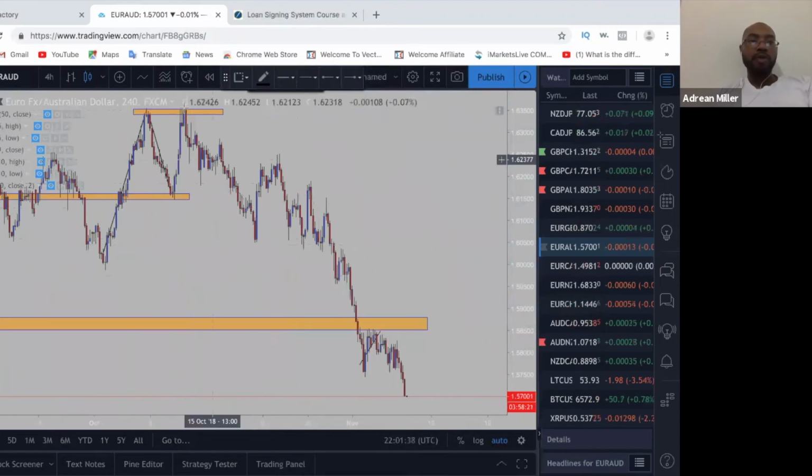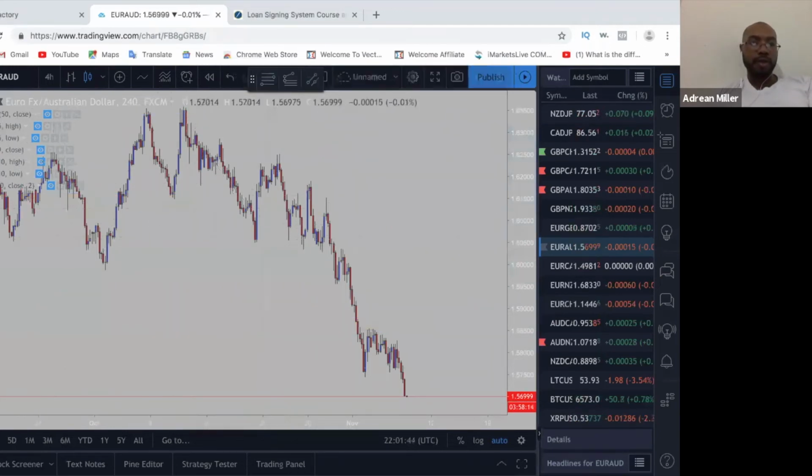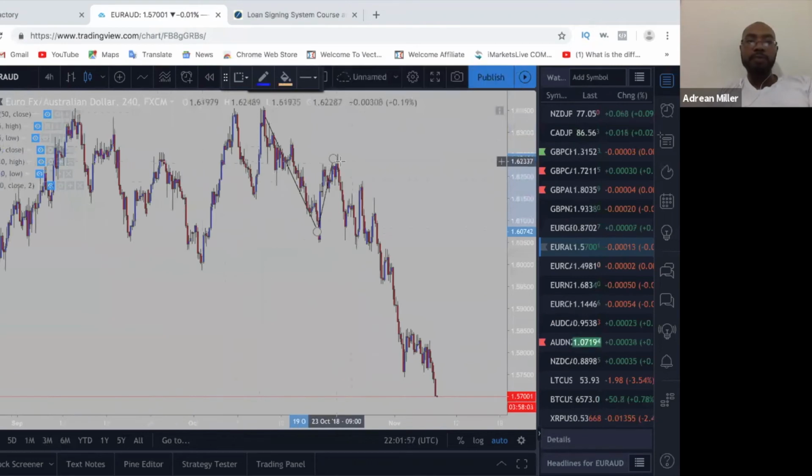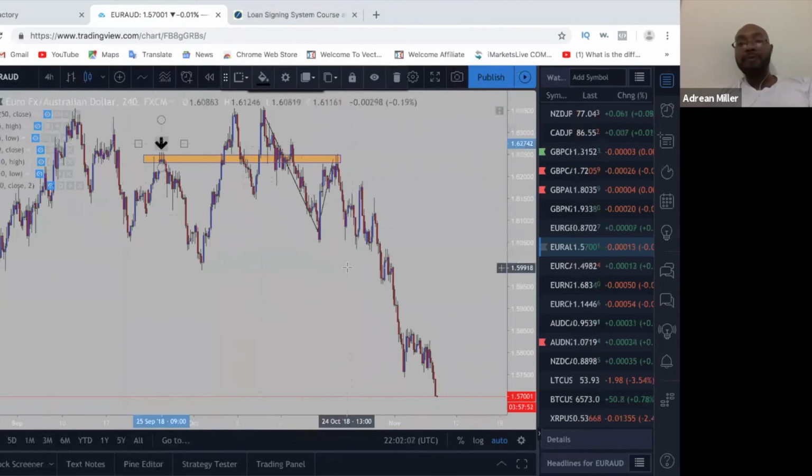If you want to catch the bigger moves, you wait for the impulsive move. Get rid of all this again. Impulsive move. Then wait for the pullback. Once you have the pullback, you can look to the left and say, where was previous structure? And then you see your previous structure.